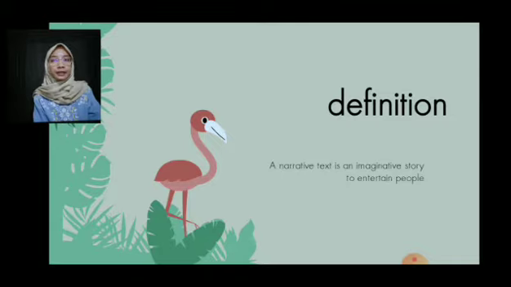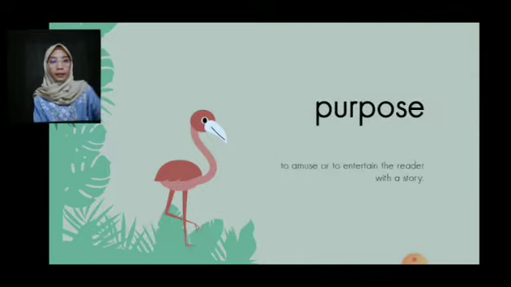Okay, first I want to share material about narrative text. Definition of narrative text. A narrative text is an imaginative story to entertain people. Purpose of the narrative text: to amuse or to entertain the reader with a story.